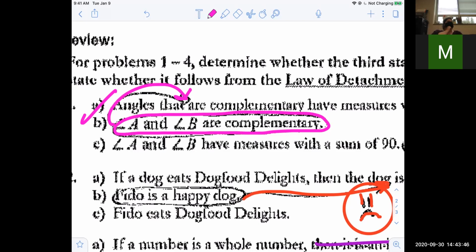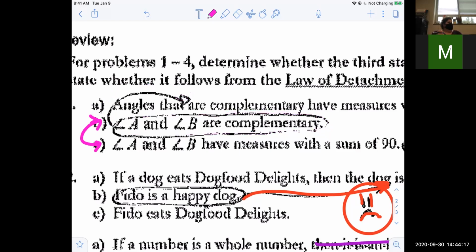Oh, you know what? Okay, here's the problem. This is actually a bad question. That's a definition of complementary. So the problem is that it actually is true. If they're complementary, they have to have measures that add to 90. So I take that back. It's valid because it's referring to the hypothesis, but even if you switch that around, it would still be valid.